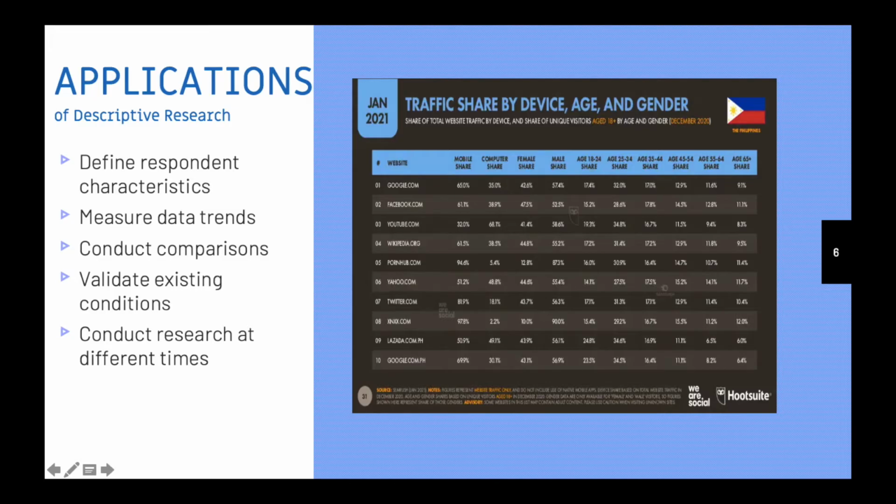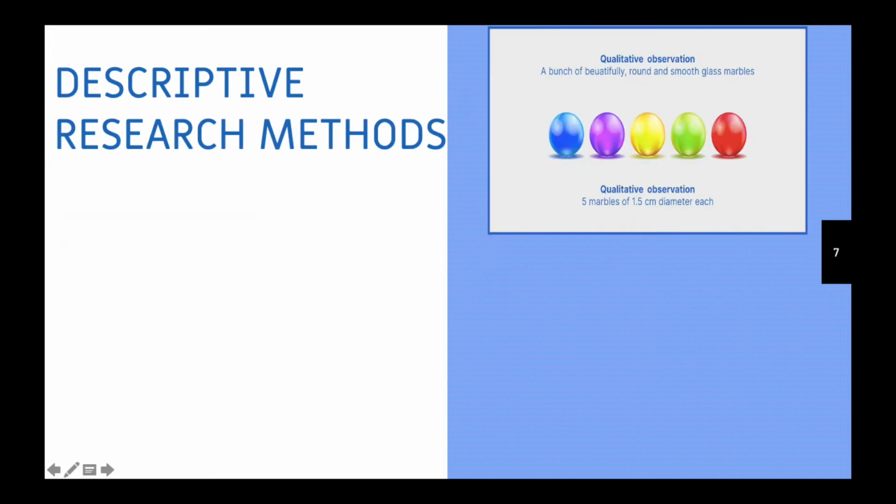The analysis can be conducted at different periods to ascertain any similarities or differences. This also allows any number of variables to be evaluated. For verification, studies on prevailing conditions can also be repeated to draw trends. Descriptive research methods. There are three distinctive methods to conduct descriptive research, and they are: firstly, the observational method.